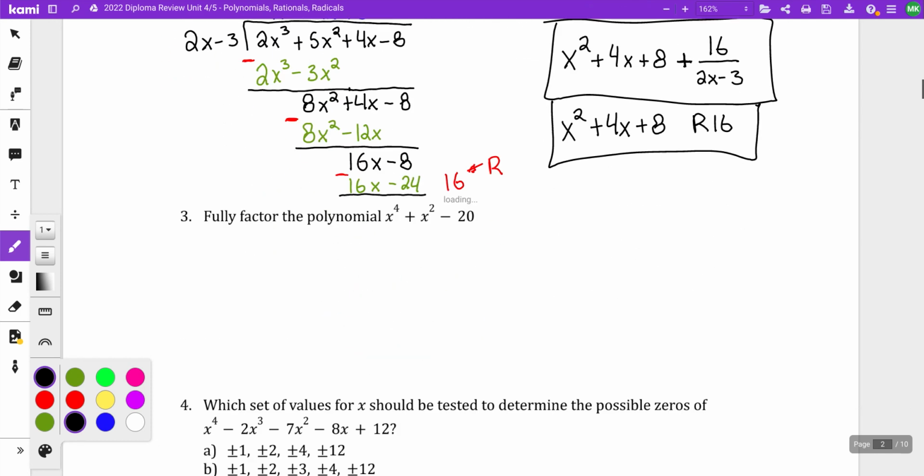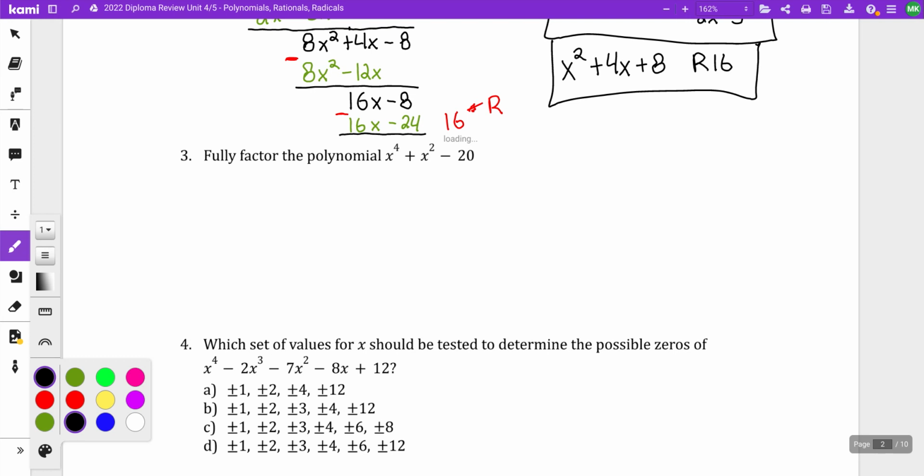Okay, let's look at a factoring question. It's a little bit of a weird factoring question. We have x to the power 4 plus x squared minus 20. You can factor that. It's a trinomial. So what's our strategy for factoring a trinomial?